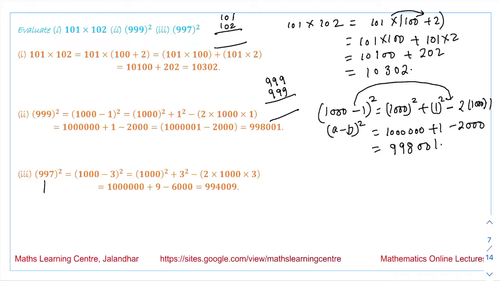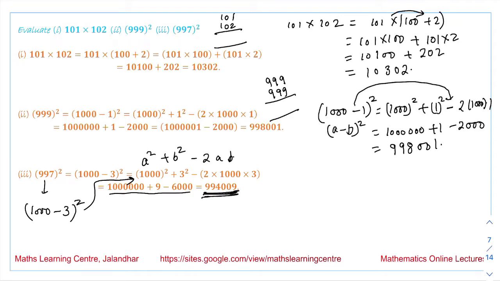Similarly in the next question, we can write 1000 minus 3 whole square. Apply the formula of square, you will get 1000 square plus 3 square minus 2 times ab. This is a square plus b square minus 2ab. When you solve these values, you will get the final answer.